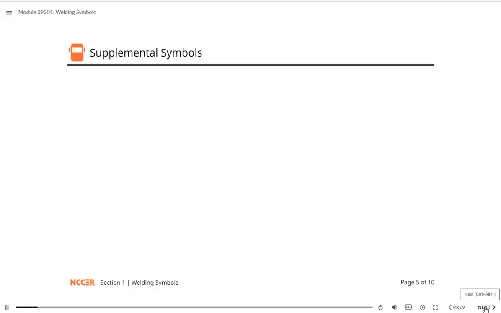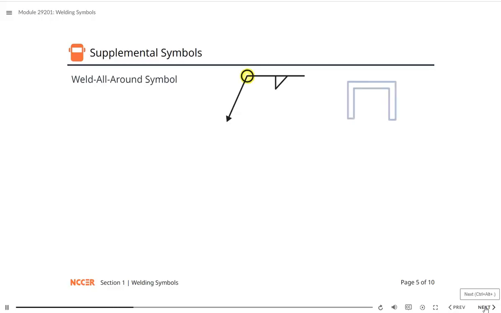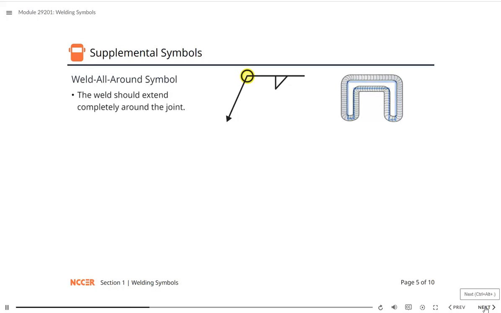Symbols are used to provide special instructions applicable to the welding symbol. The weld all-around symbol is a small circle around the point where the arrow line and reference line meet. This symbol indicates that the weld should extend completely around the joint.